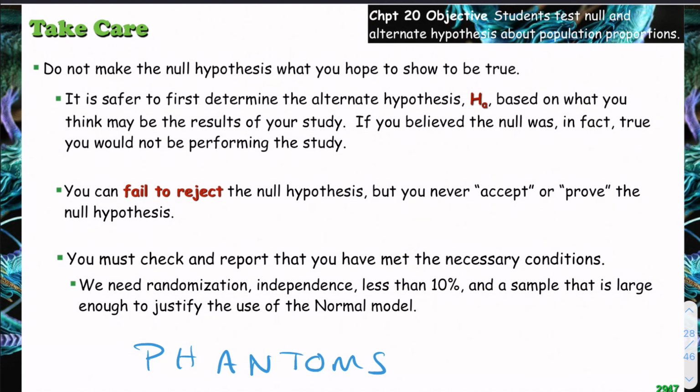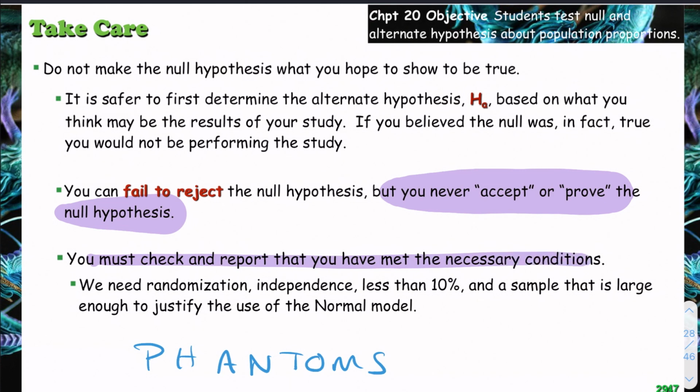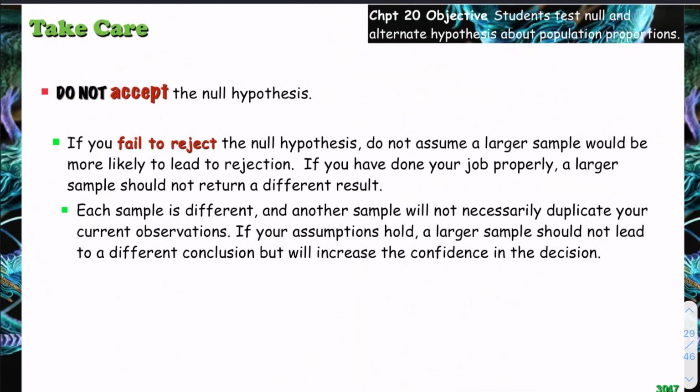You can fail to reject the null hypothesis, but you never, ever accept or prove the null hypothesis. We don't say the null hypothesis is true. We just fail to reject it. So you must check and report that you have met the necessary conditions. We need randomization, independence, less than 10%, and a sample size that is large enough to justify the use of a normal model. Do not accept the null hypothesis.